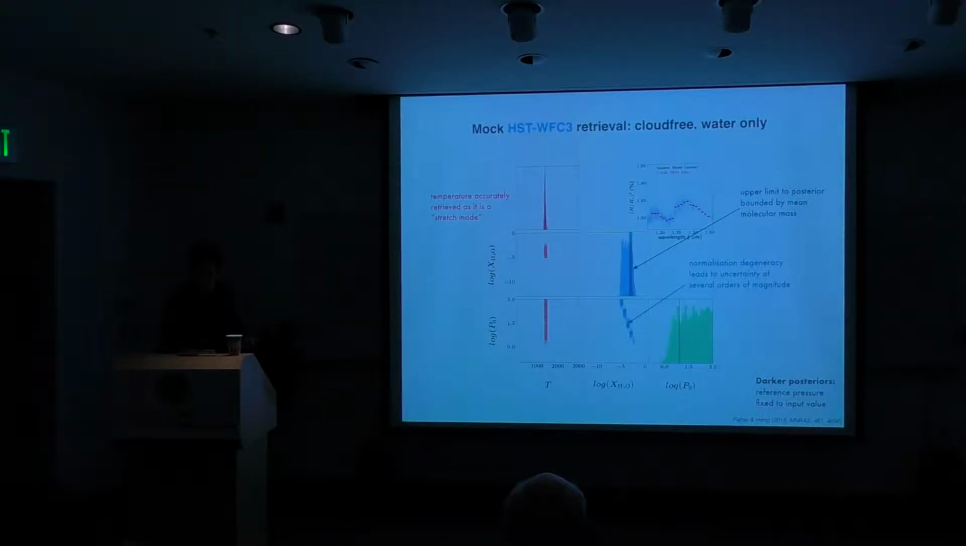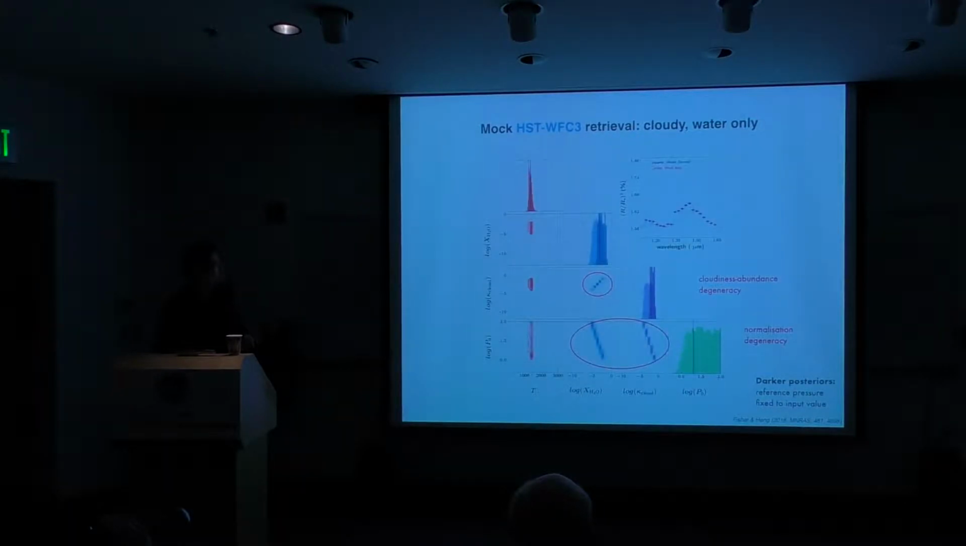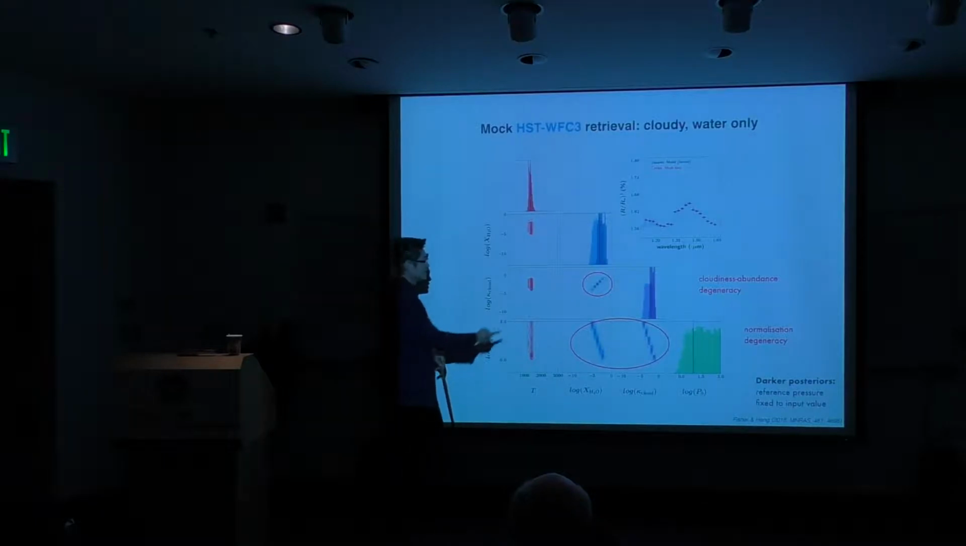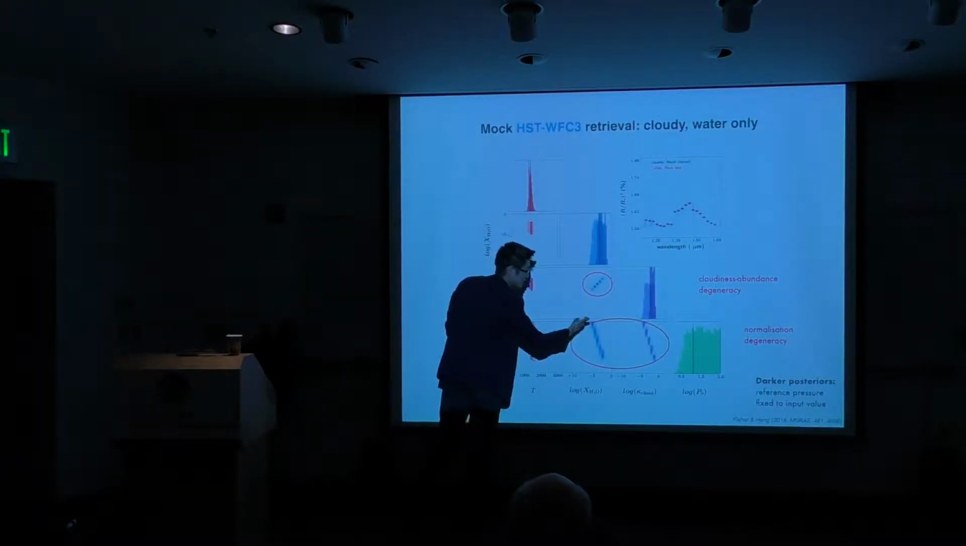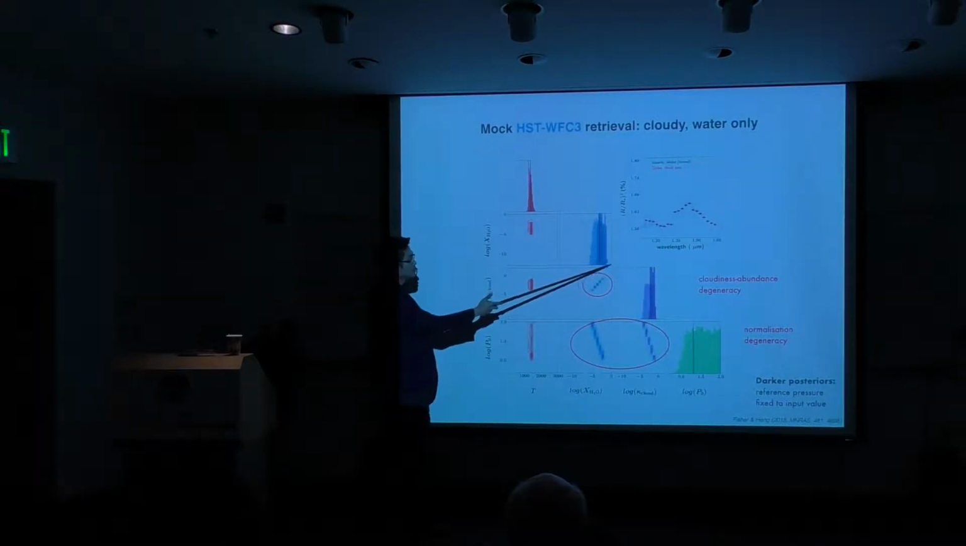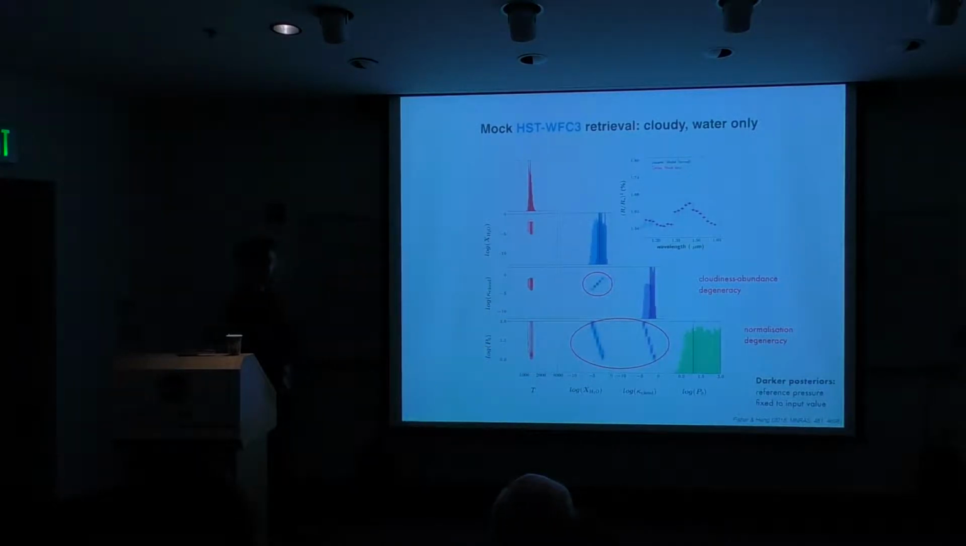Now let's add gray clouds to it. Oh, sorry. I already said all this. So now if you add clouds to it, now you have another degeneracy. You have a second degeneracy that's caused by the fact that if you want your spectral features to be stronger, you increase the amount of water in the atmosphere. But this can be negated by making things cloudier, which brings the strength of the spectral feature down. So now there's a cloudiness abundance degeneracy in addition to the normalization degeneracy. And collectively, this determines the width of your posteriors, of the water abundance.